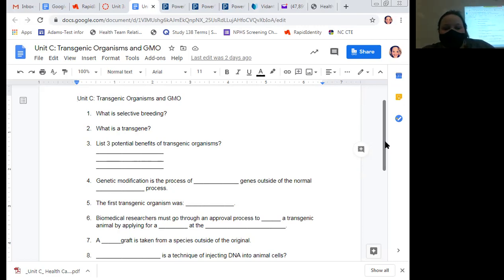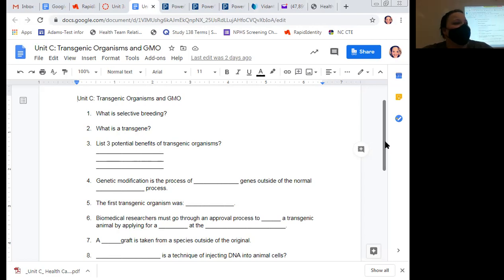Genetic modification of blank genes outside the normal blank process. Okay, straight from the thing, I'm going to read it to you. Okay, genetic modification is the process of manipulating genes outside of the normal reproductive process. Okay, that's exactly what it was. And if you used another word that was not manipulating, I still took it. Yes, ma'am. Yep, if you used like making, creating, whatever, I still took it.